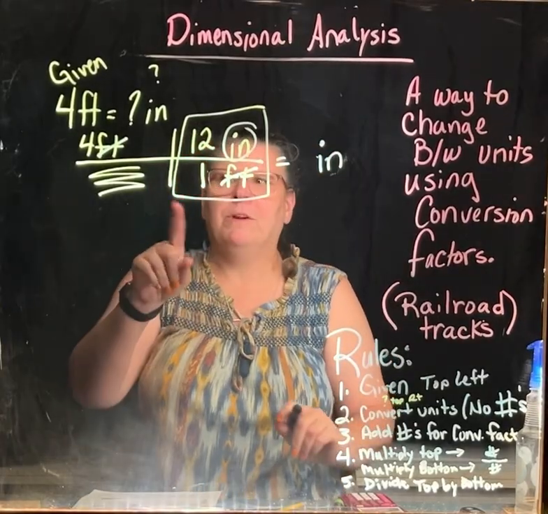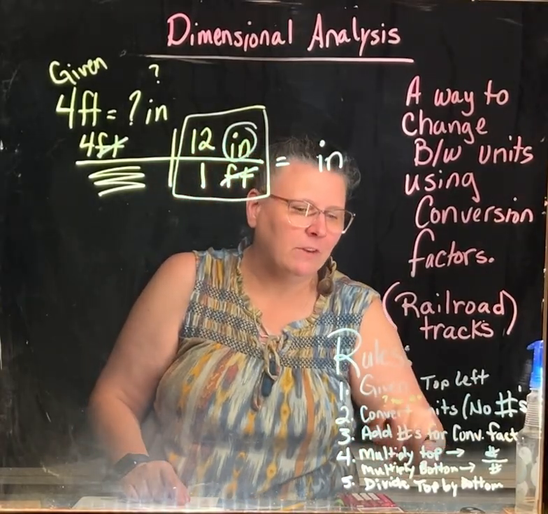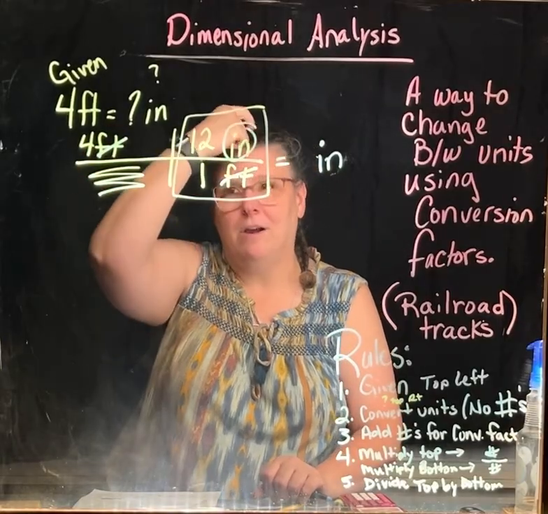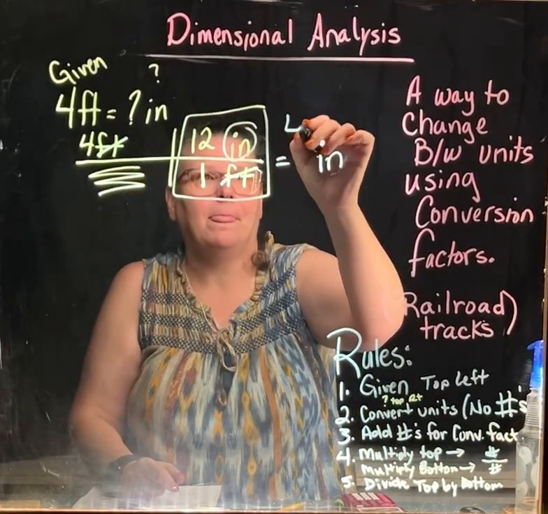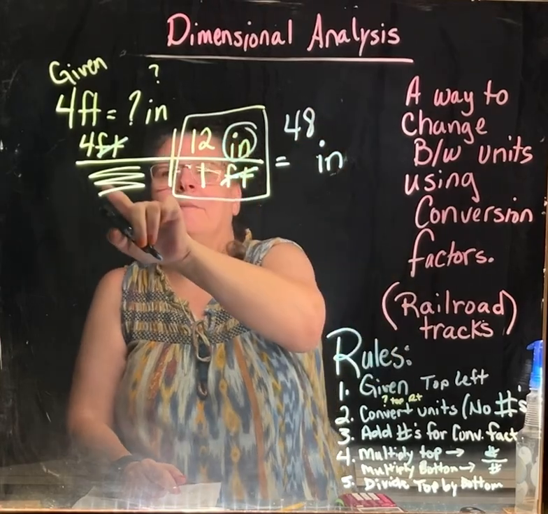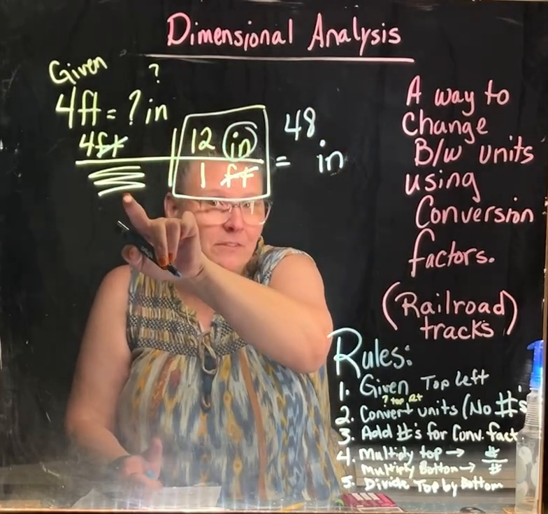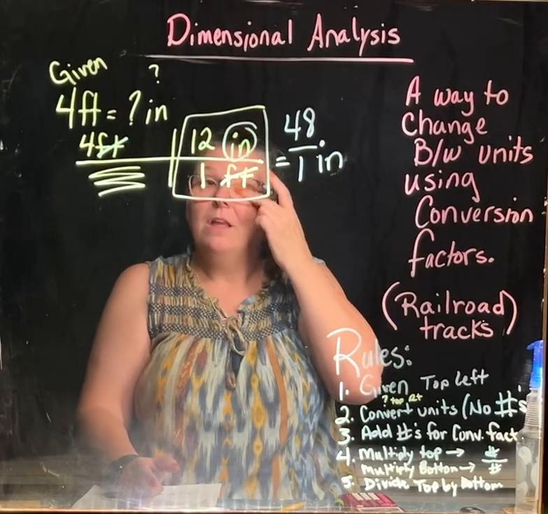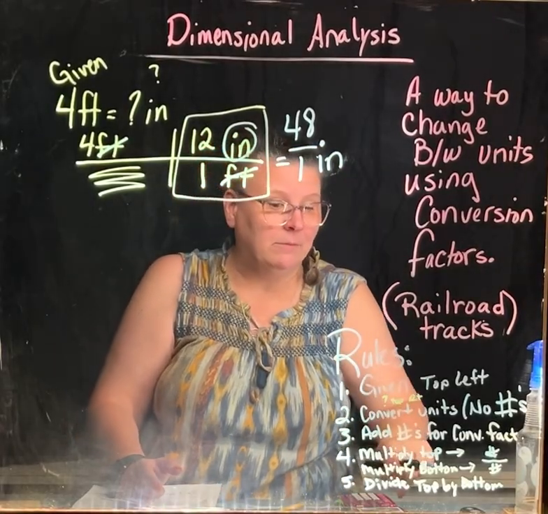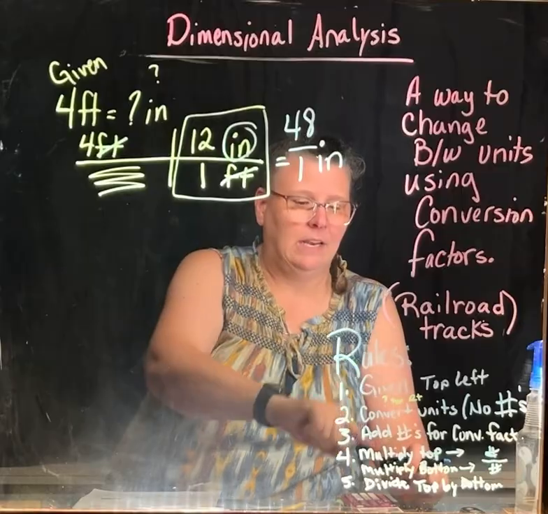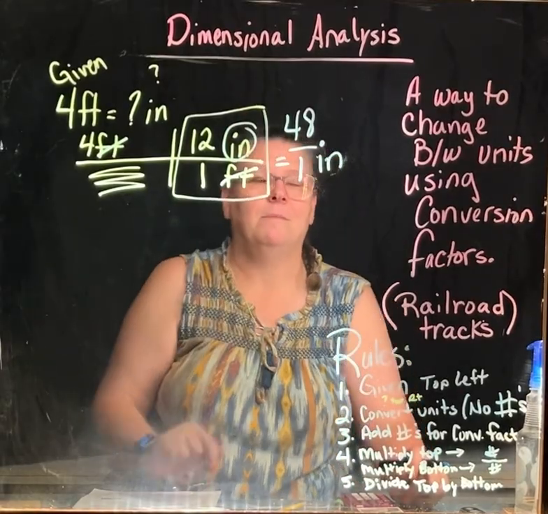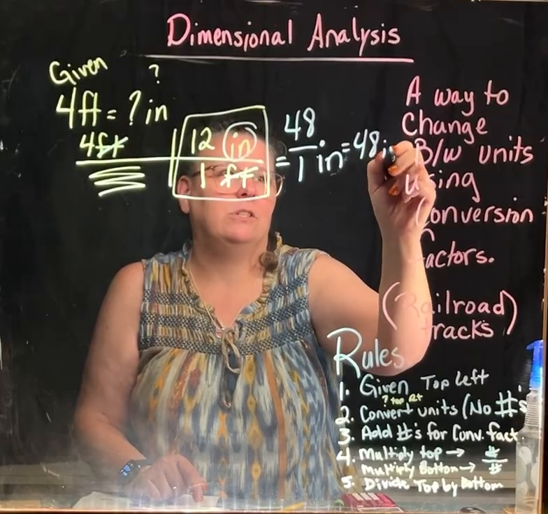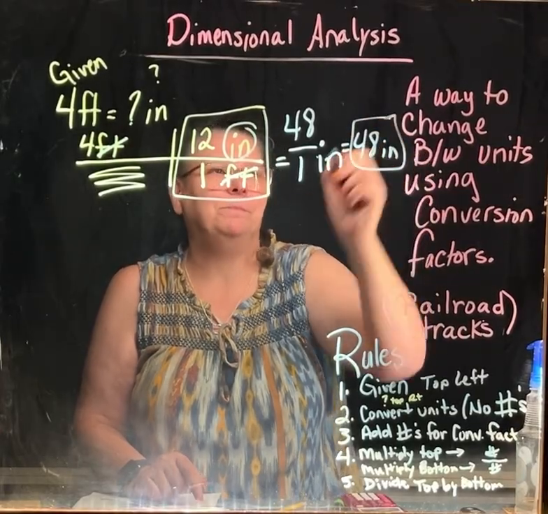Which brings me to the next point. Add numbers for the curve, multiply the top. I'm going to take 4 times 12, which is 48. And then I'm going to take whatever number would be here, if there was one, times 1, which would give me a 1 and make a fraction. Then I multiply the top, multiply the bottom, which I did, and then I divide the top by the bottom. 48 divided by 1 equals 48 inches. And that would be my answer.